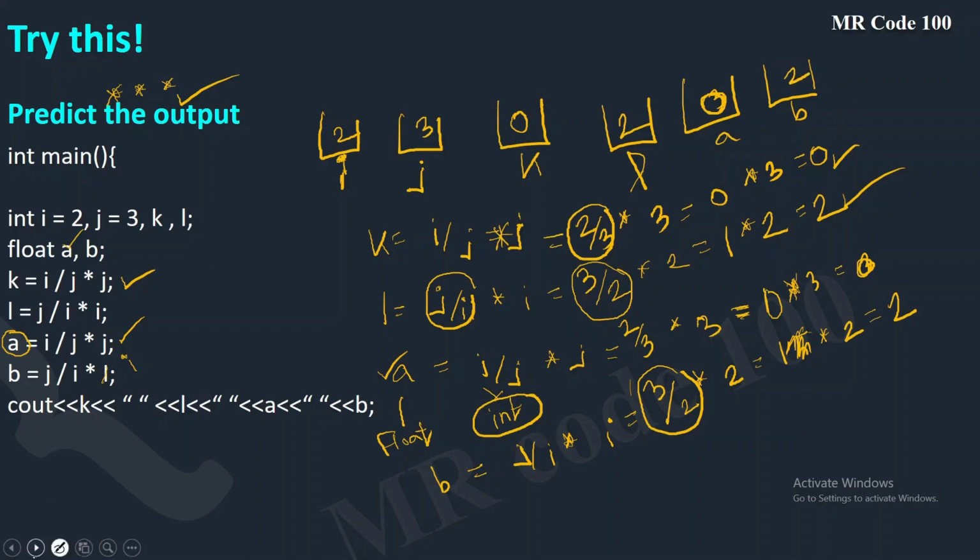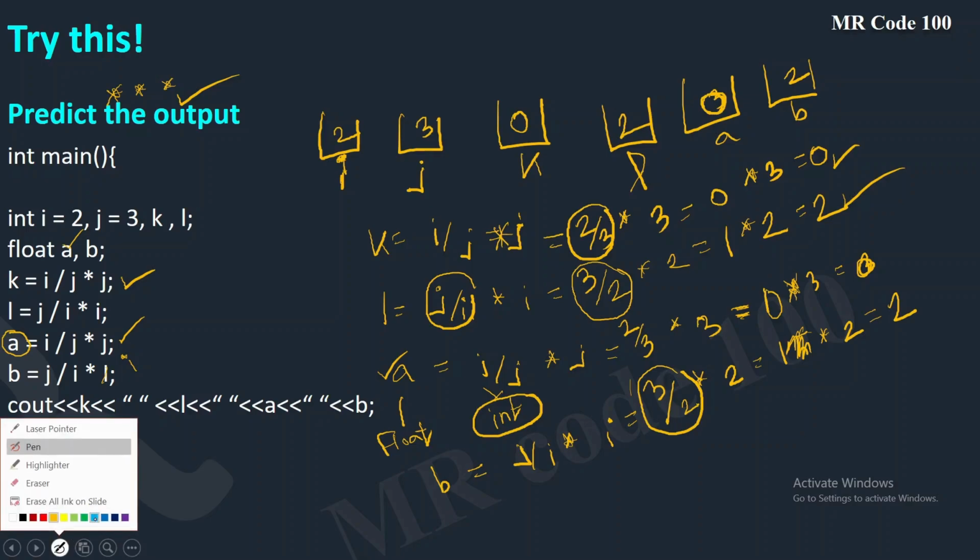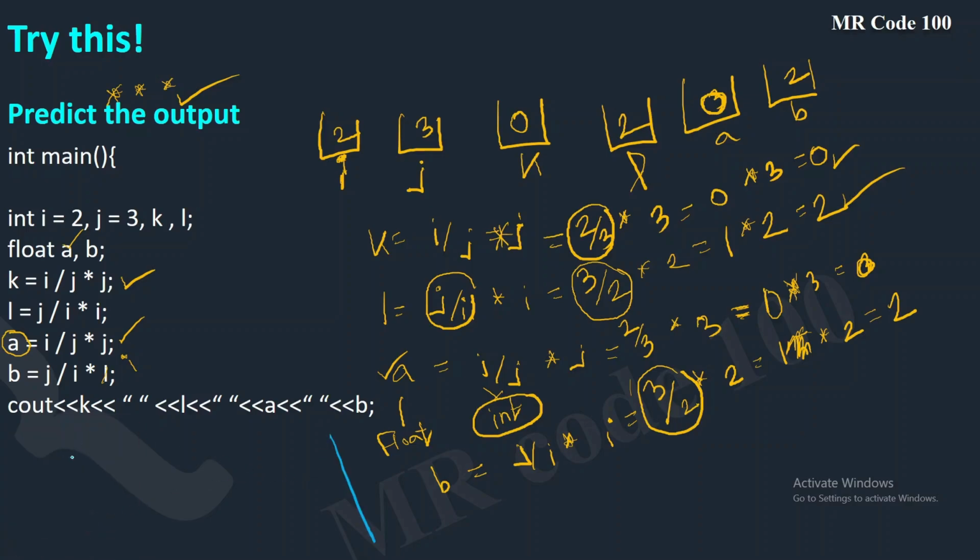So in the output, changing the color, what should be the output? Let me write it just here at the end. The value of K is 0, then one space, the value of L is 2, value of A is again 0, then the value of B is again 2. So yes, here is your output.